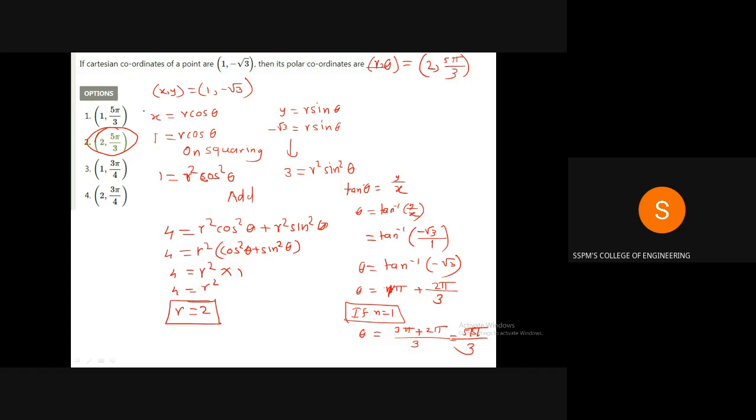So you have to remember these two things first. How the relation between polar coordinates and Cartesian coordinates is given. It is given by x is equal to r cos theta and y is equal to r sin theta, and theta is given by this: theta is equal to tan inverse y by x.